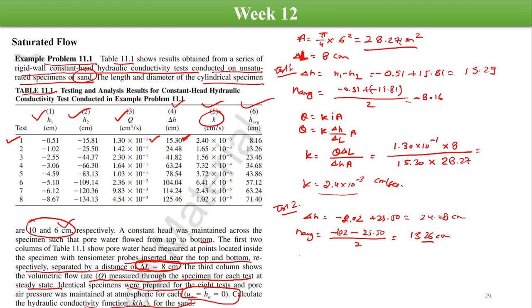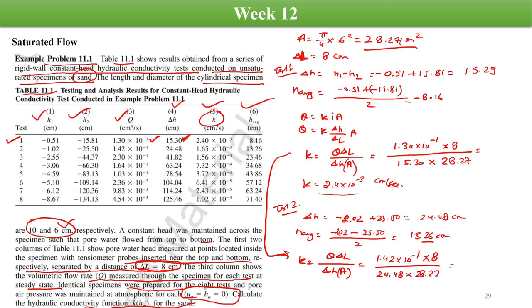centimeter. And if we calculate the value of K from this formula, then we will get Q times delta L upon delta H times A. So we'll get the value of Q is 1.42 into 10 to the power minus 1 multiply 8 upon delta H is going to be 24.48 multiply 28.27. So let's see how much we are getting.